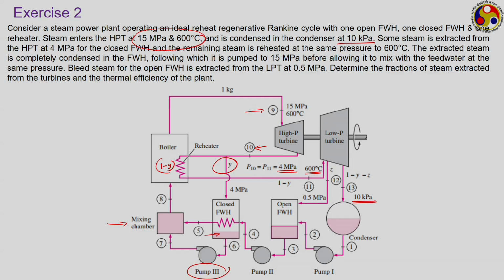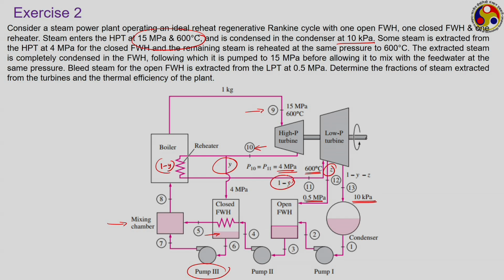Bleed steam for the open feed water heater is extracted from the low pressure turbine at 0.5 megapascal. So, from the low pressure turbine we have this bleed line at 0.5 megapascal, it is coming and getting supplied to this open feed water heater, and the condenser pressure is 10 kilopascal. So, here another fraction z has been taken out.